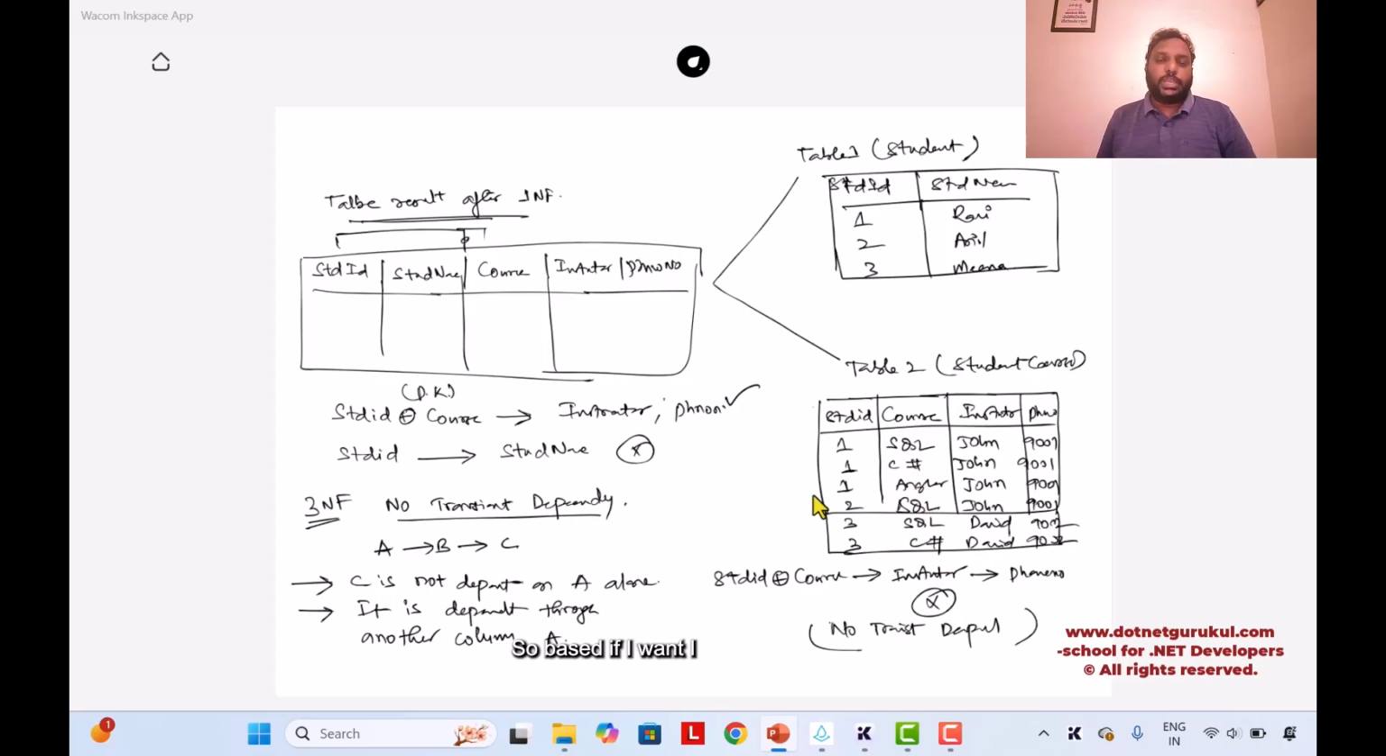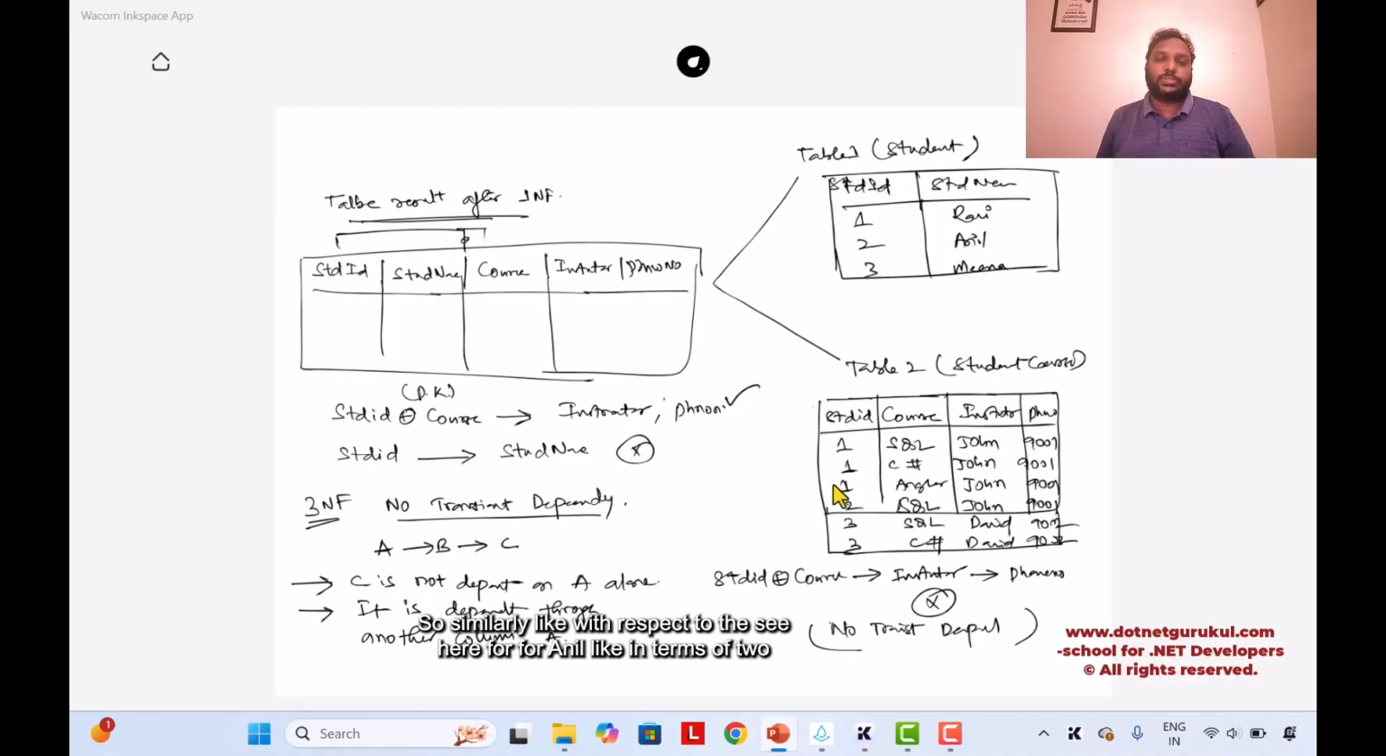Okay, if I wanted to find the phone number of a particular instructor, what I will do first is find the instructor based on the student ID and the course. For 1 and SQL, John is the instructor, and based on John, I will find the phone number.